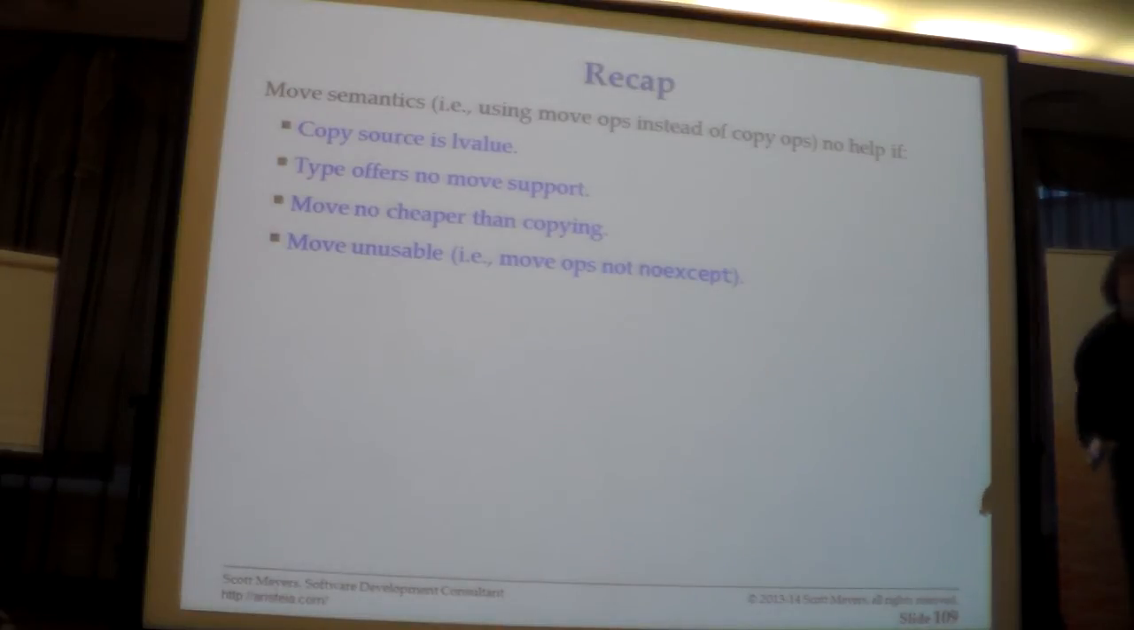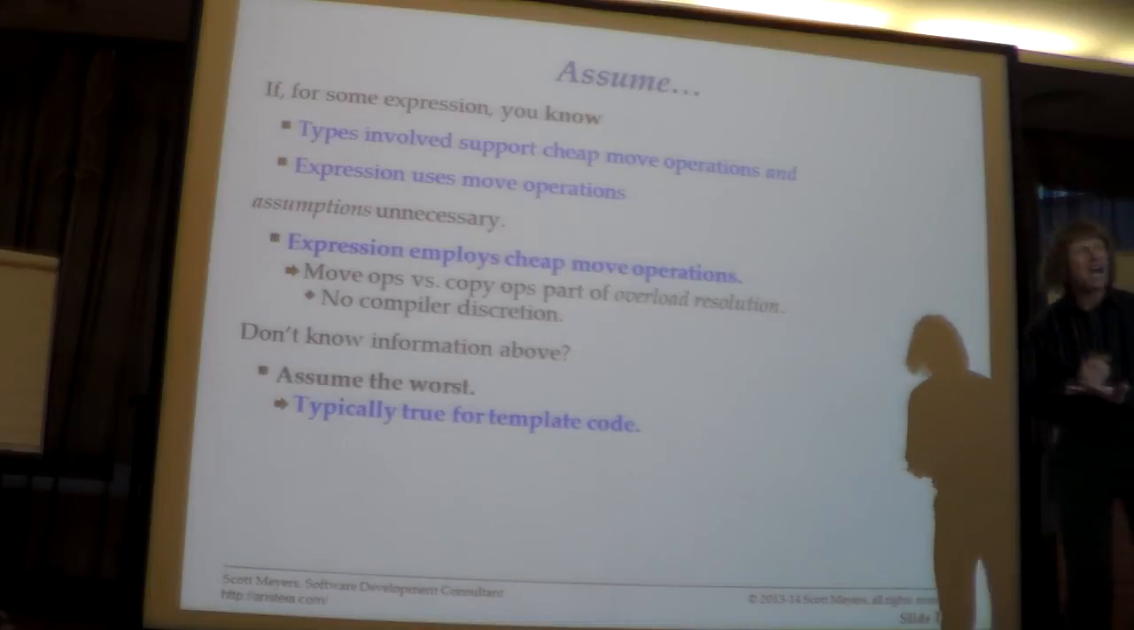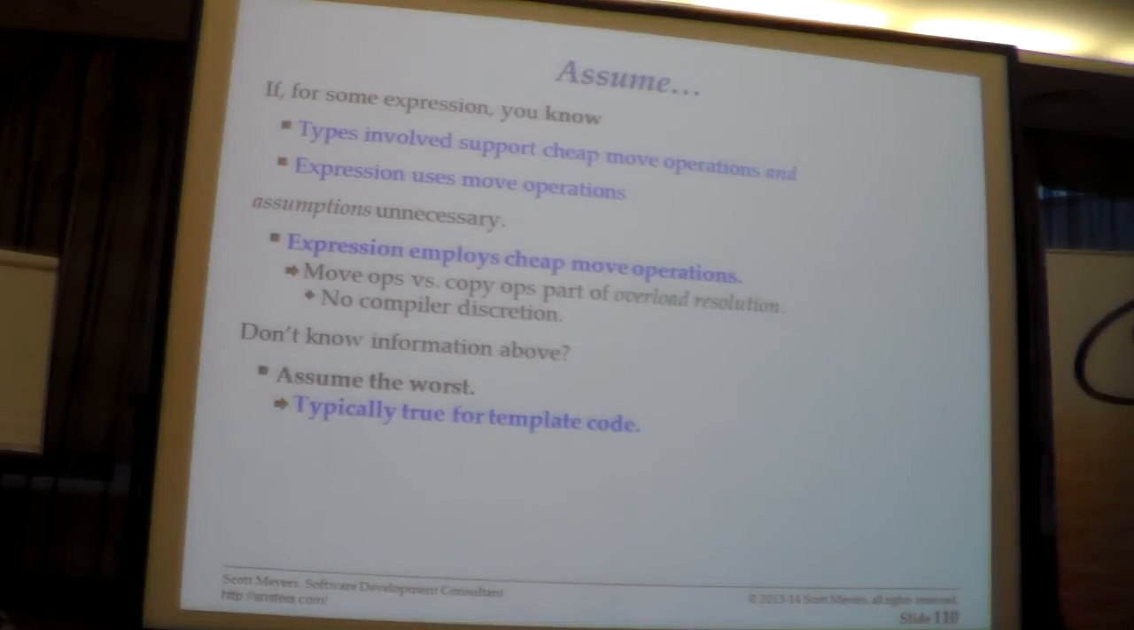So move semantics, which means using move operations instead of copy operations, does not help you if the source is an lvalue, if the type offers no move support, if moving is no cheaper than copying, and if move is unusable, for example, because it's not declared noexcept. But the guideline is to assume that the move operations are not present.